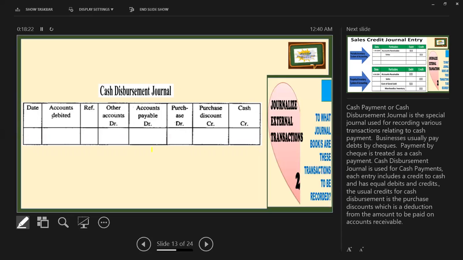So we have here credit to cash. So what is the usual cause of a credit to cash? We have the purchases and payments of accounts. Other will be giving out loans. So similar with cash receipts journal, you write the name of the debtor here when you use the other accounts.